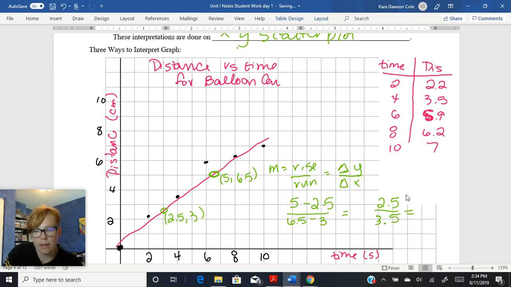So if you calculate this out, 2.5 divided by 3.5, and this is what I'm always going to ask you to do, is calculate this number out. This number represents something. So if I'm looking at distance versus time, if I'm taking my y-axis over my time, then I'm going to have centimeters per second, which is my speed for the balloon car. So 2.5 divided by 3.5 would be 0.71 centimeters per second. So then again, this is my speed.